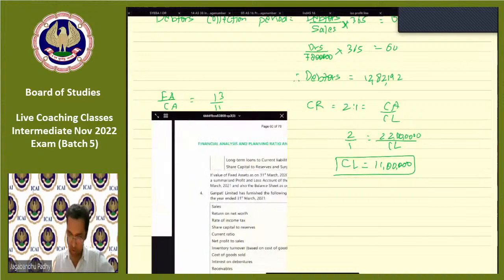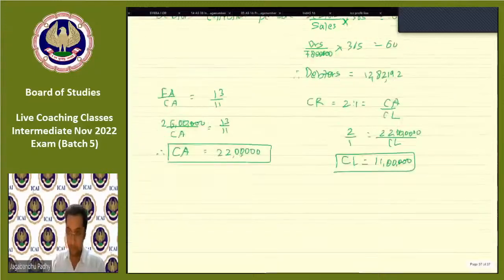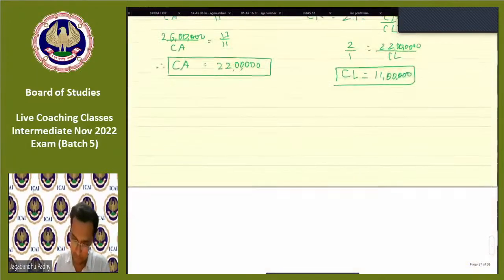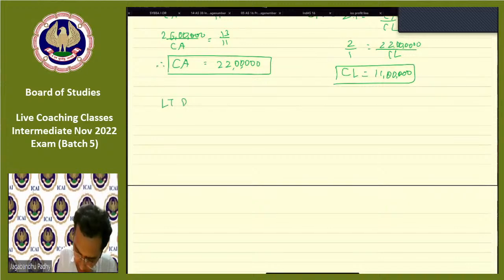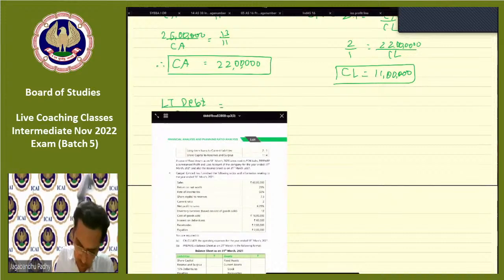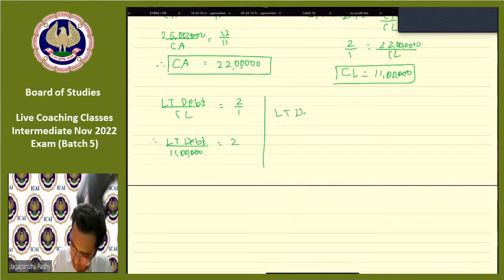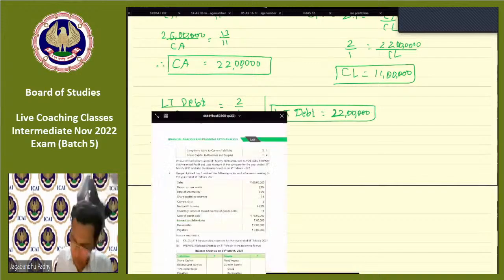Okay, so we use these ratios. Now the remaining ratio is long-term loan to current liability. We can say long-term debt upon current liability is given as a ratio of 2:1. Therefore, long-term debt is something which we don't know. Current liability is 11 lakh equal to 2. So long-term debt is equal to 22 lakhs. Long-term debt is 22 lakhs.